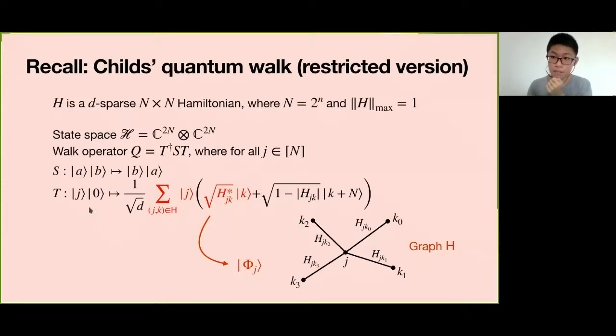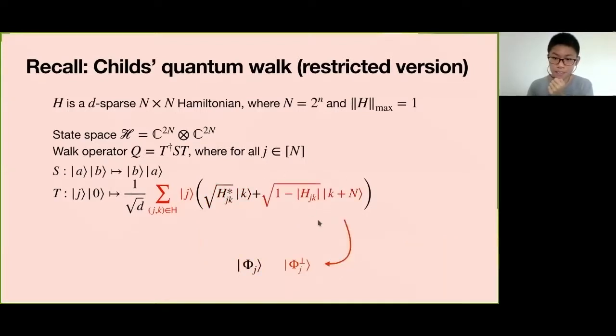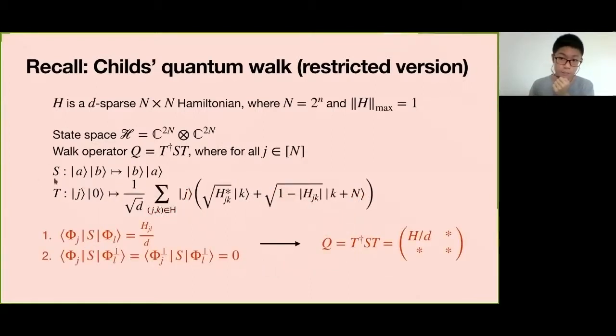Now for T being a unitary, one needs to keep this whole state as a normalized state. So we add a factor 1 over square root of d and a bad part, a garbage state. This garbage state will be denoted as phi j bot. The good part and the bad part have some orthogonal relations in the context of the swap operator S. This roughly implies the bad part actually does not contribute to the meaning of the walk operator Q. So if you calculate each entry of Q, you would find that the upper left block is actually H over D. That means Q gives us a block encoding of H over D.